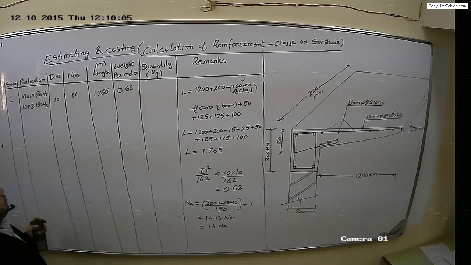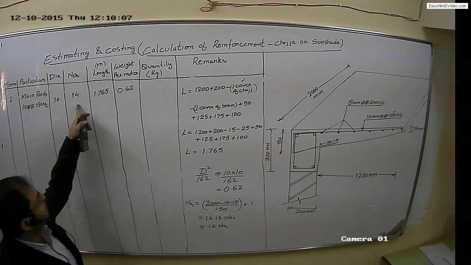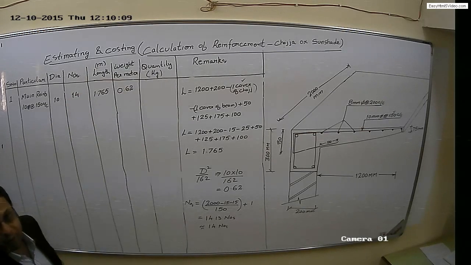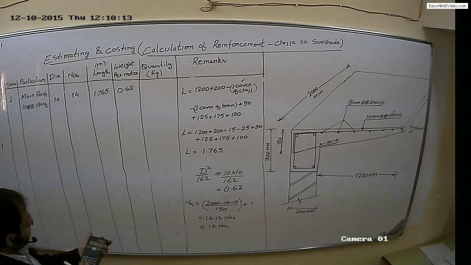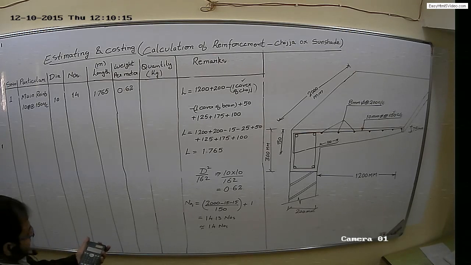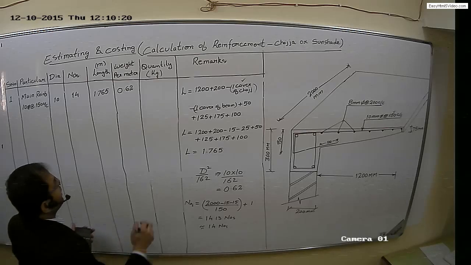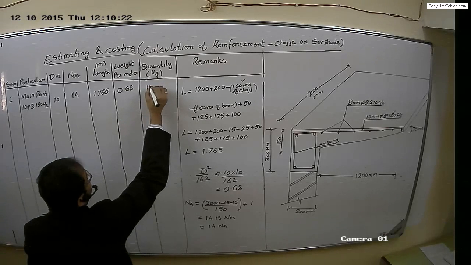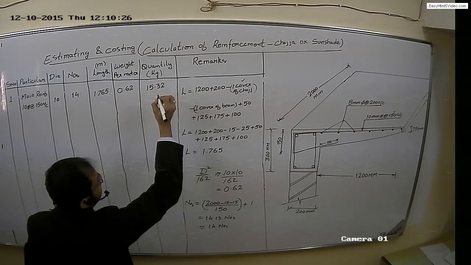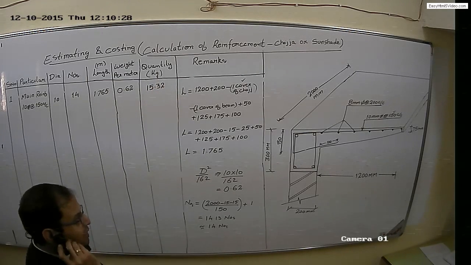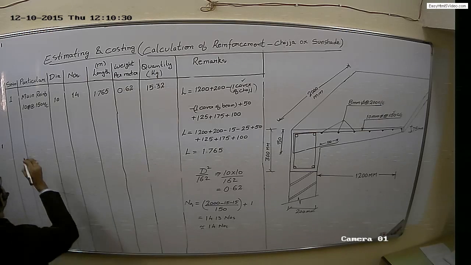The net quantity can be calculated by multiplying the numbers by the length by the weight per meter. So the total quantity will be 14 into 1.765 into 0.62. This comes out to be 15.32 kg. Now coming to the distribution steel, serial number 2.